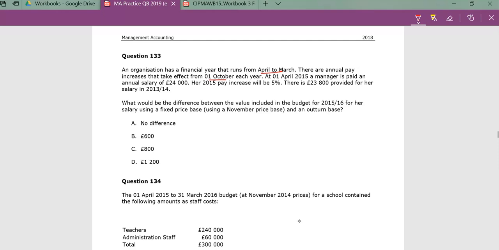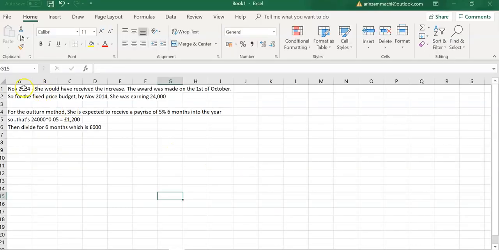The fixed price method looks at what's happening in November, and so what do we have here? We're trying to compare what happens in November to what the outturn basis would be, as in how we would deal with it if we were including all the forecasts. So let me see what I write, because I want to make sure. So I write here November 2014.